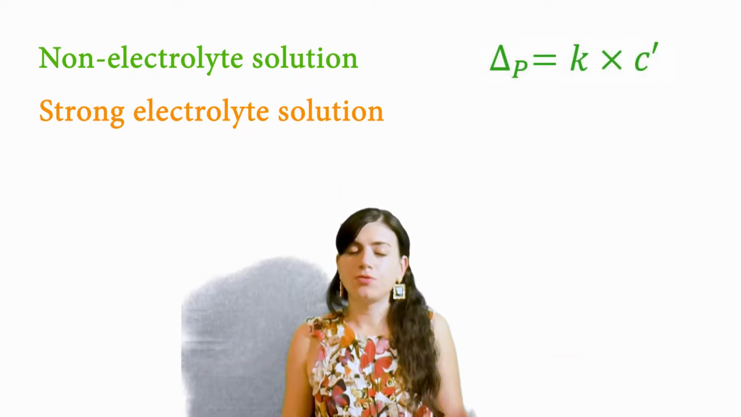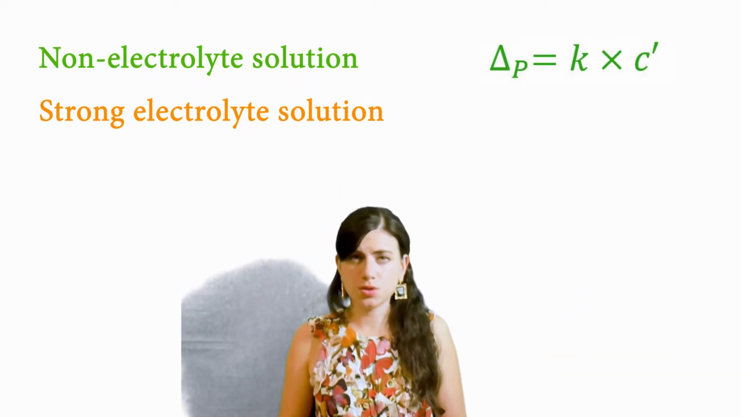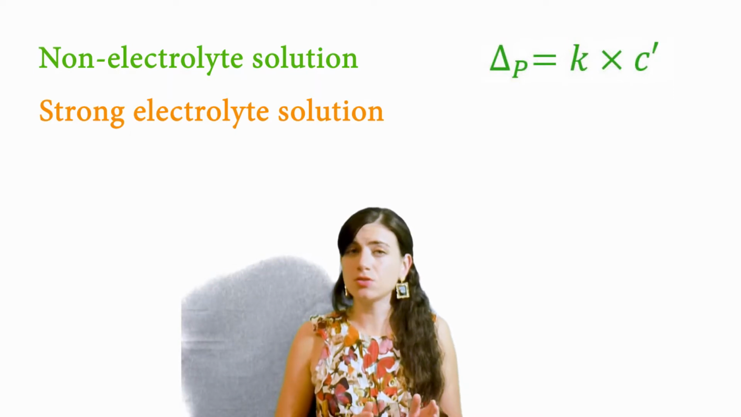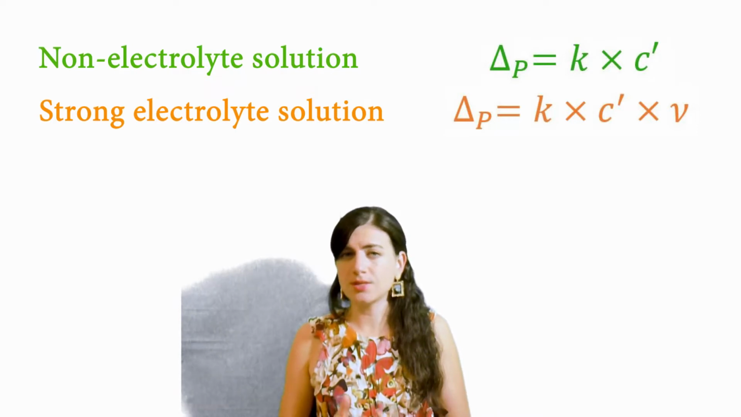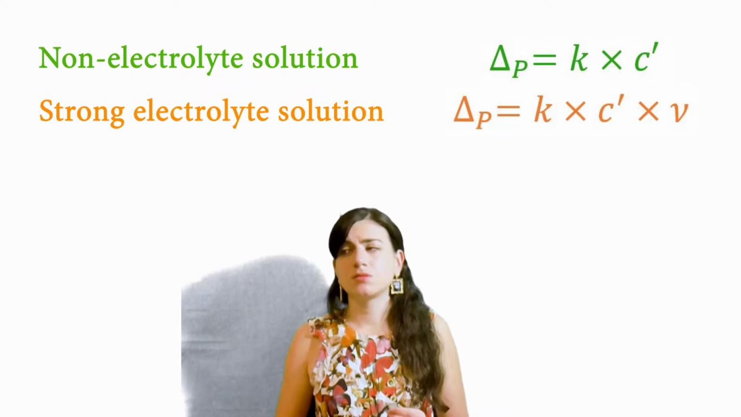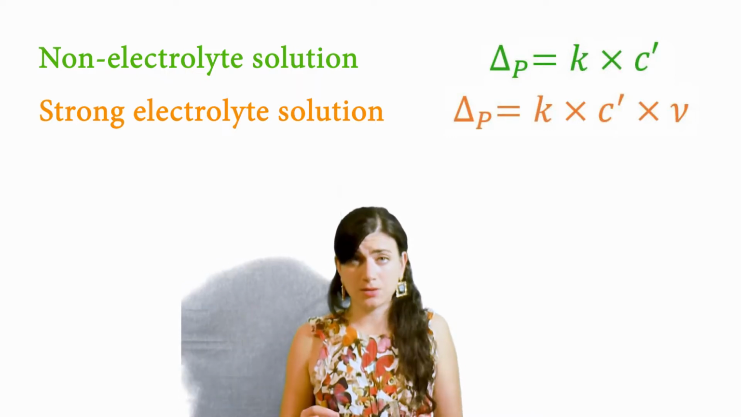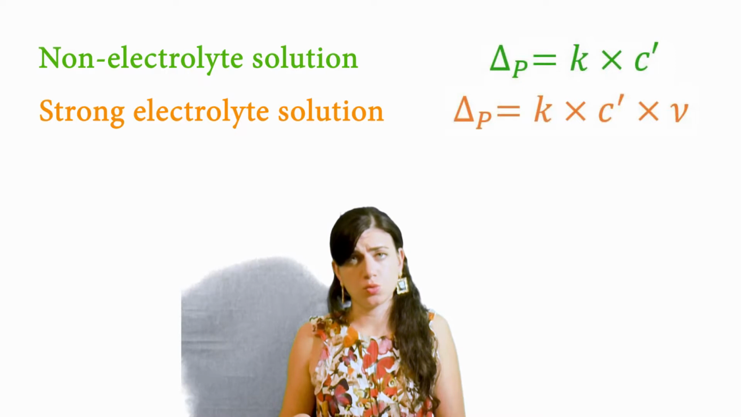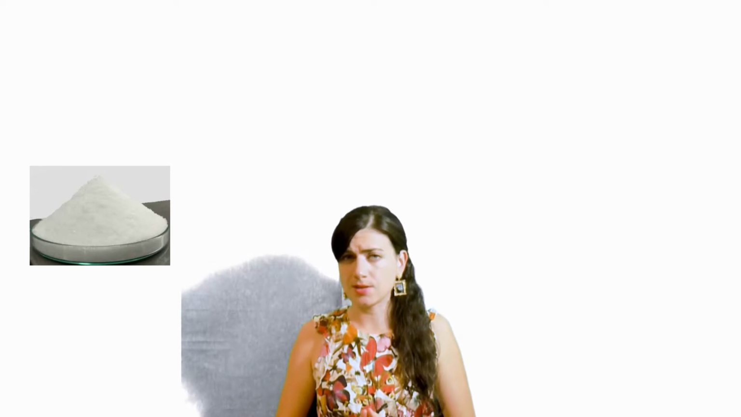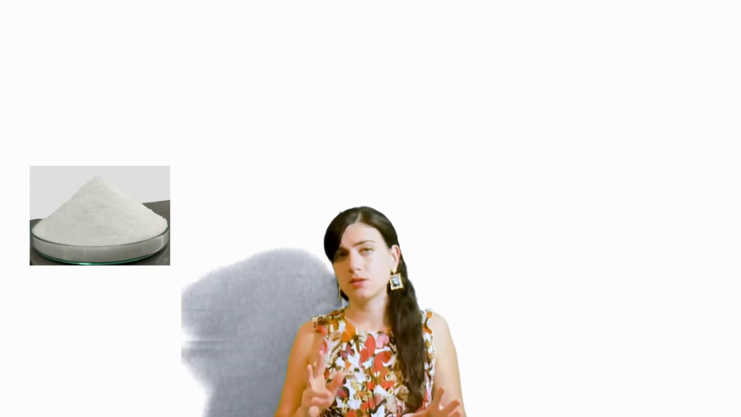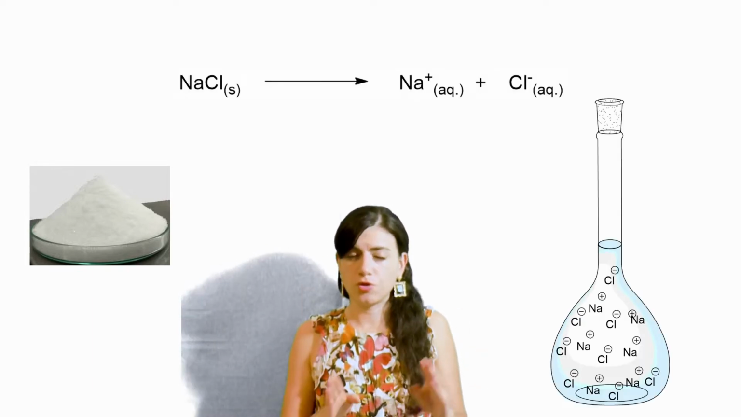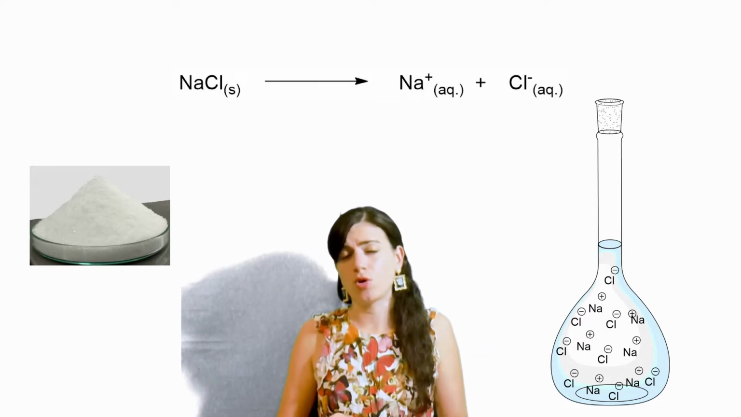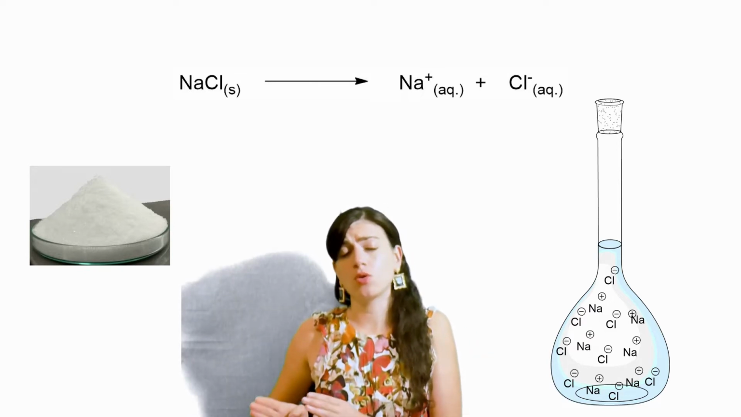For a strong electrolyte solution, we will introduce a coefficient called the Van 't Hoff coefficient in our equation. This Van 't Hoff coefficient is indicated with the Greek letter nu. Nu refers to the number of particles that will be formed in solution. Let's go back to our sodium chloride just to show you an example. Sodium chloride, as we have said, is dissociated in water in Na+ and Cl-. For 1 mole of NaCl, you will form 1 mole of Na+ and 1 mole of Cl-.